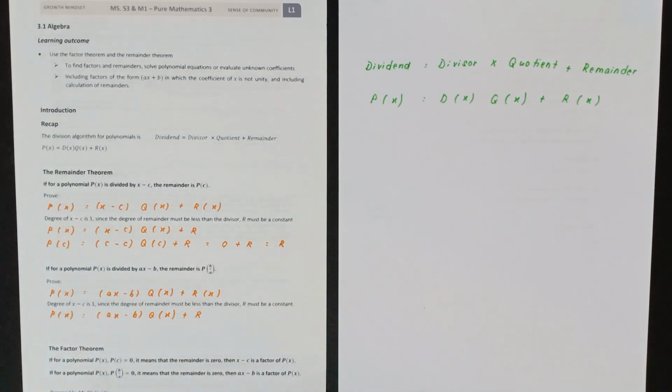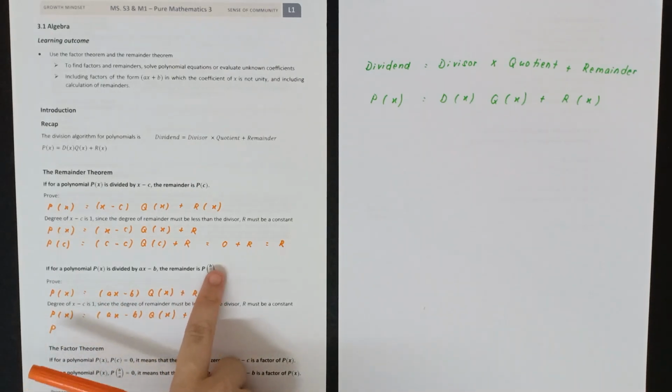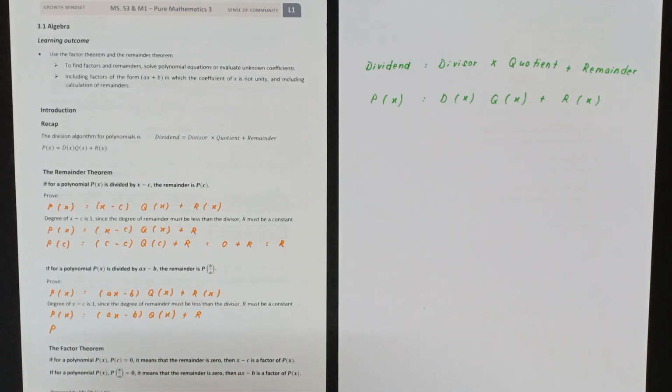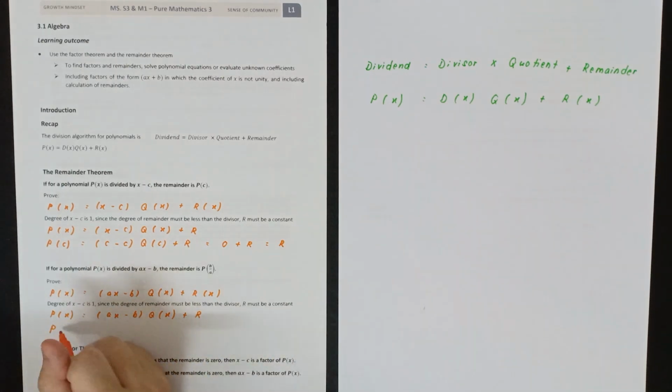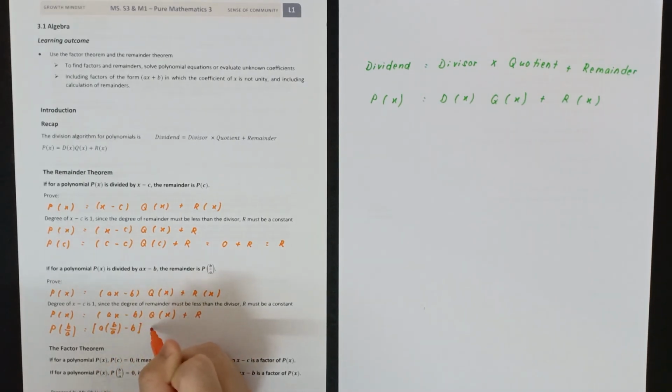Okay, so now let's move on. The same thing now. How can I change this part into 0? So what we try to do is substitute b over a. So ax minus b equals 0, then I get x equals b over a, right? So you see what happened when I substitute b over a. So a multiplied by b over a, minus b, then q of b over a, plus r.